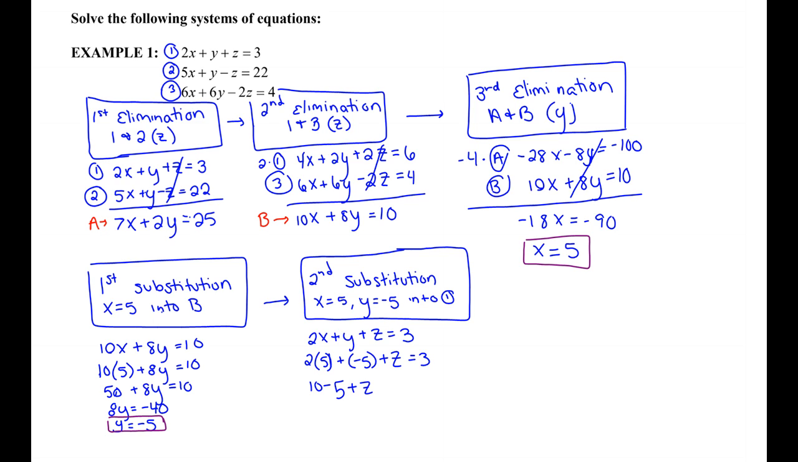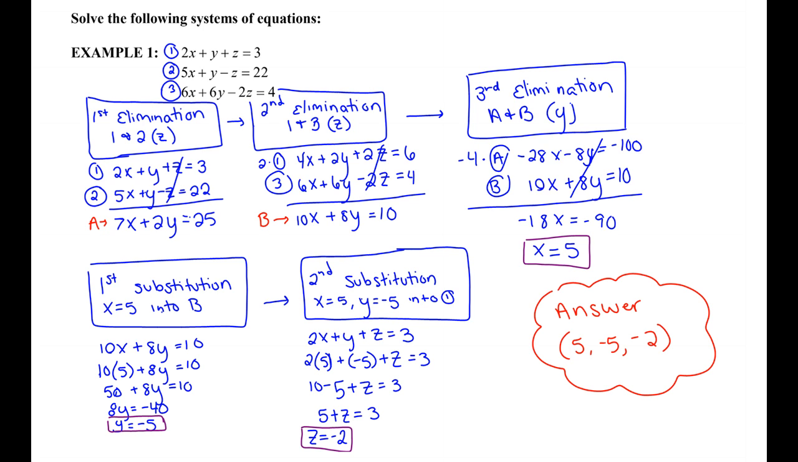Or 5 plus z equals 3 by combining like terms. Then if I subtract the 5 over, I get z equals negative 2. Your final answer is going to be these 3 written as an ordered pair. So you're going to have 5, negative 5, and negative 2. And that will give us our final answer. Please try to do example 2 on your own.